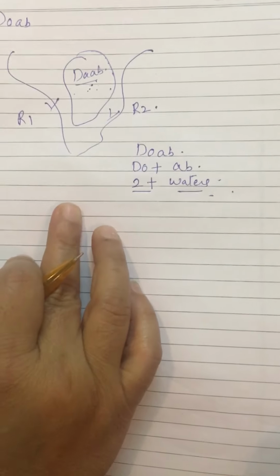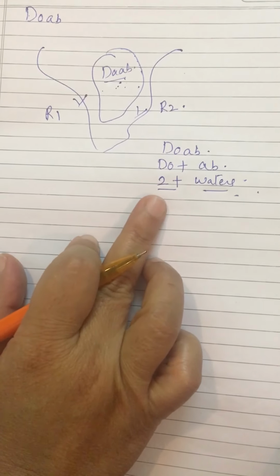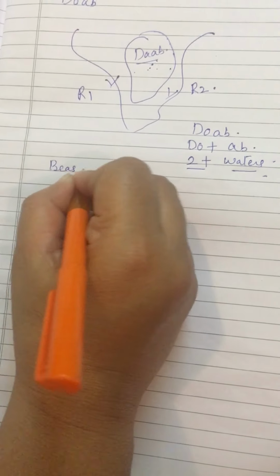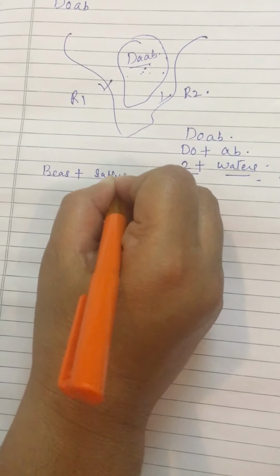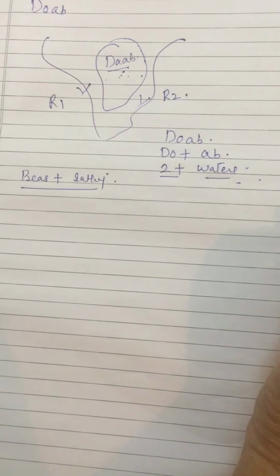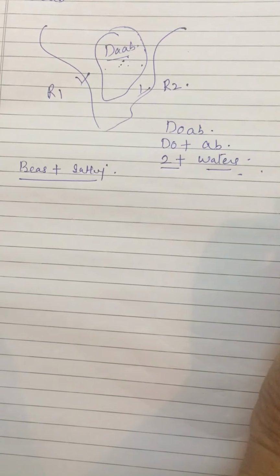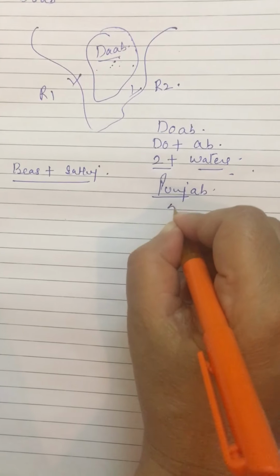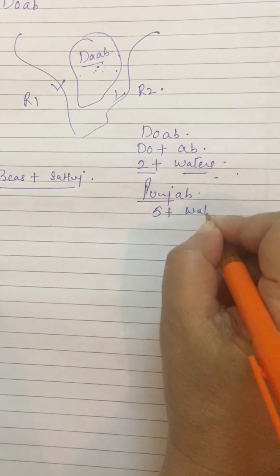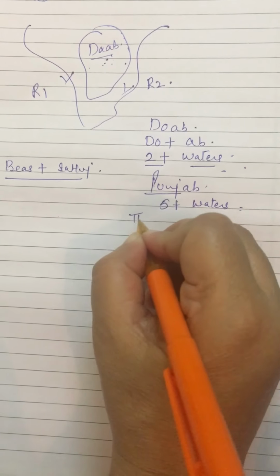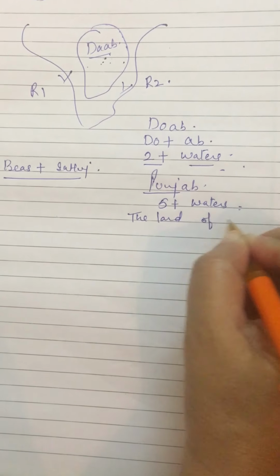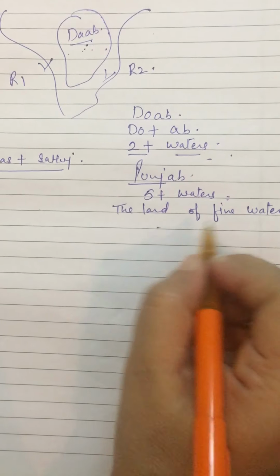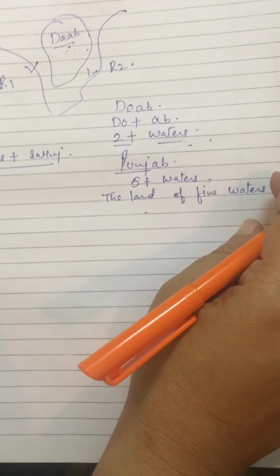And why is Jalandhar called Doab? Because it lies between two rivers: one is Beas and one is Satluj. That is why Jalandhar is called the Doaba. And what is the meaning of Punjab? Panj Ab. Panj means 5 plus Ab means water. The land of 5 waters. 5 waters means 5 rivers. That is why the name of our state is Punjab.